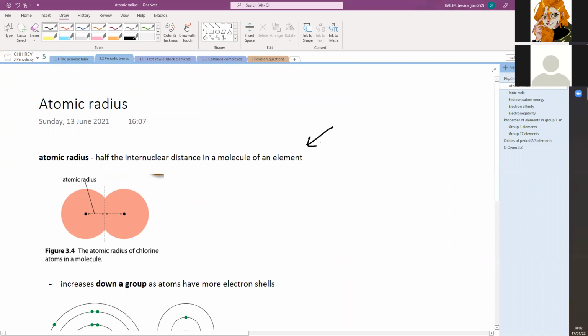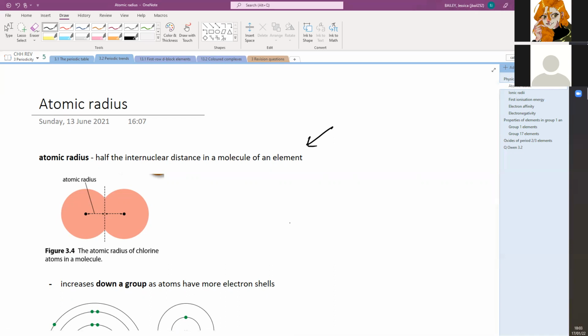The reason they define it as half the internuclear distance to the molecule of an element is because it's actually impossible for you just to get one atom and measure the size of it, because how do you know where the edge of it is? What we've been learning all this time is that electrons can be found in all sorts of different places. So the only way that we can quantify the size of an atom is by bonding 2 of them together and then halving that distance. So that's the best measure we can get, which is called the atomic radius.